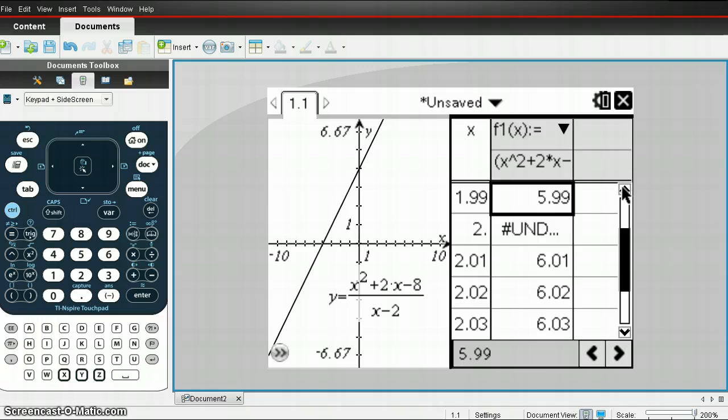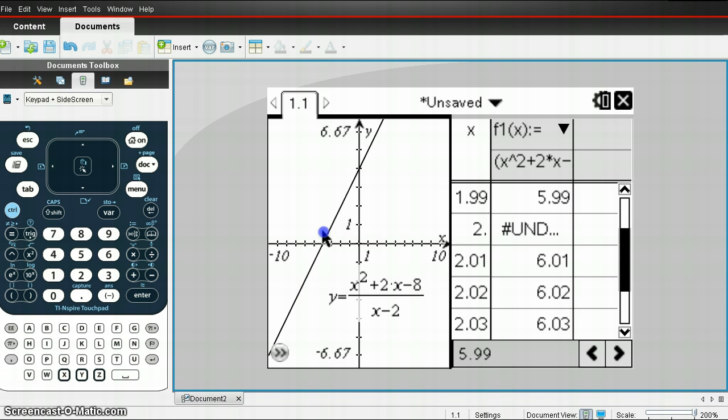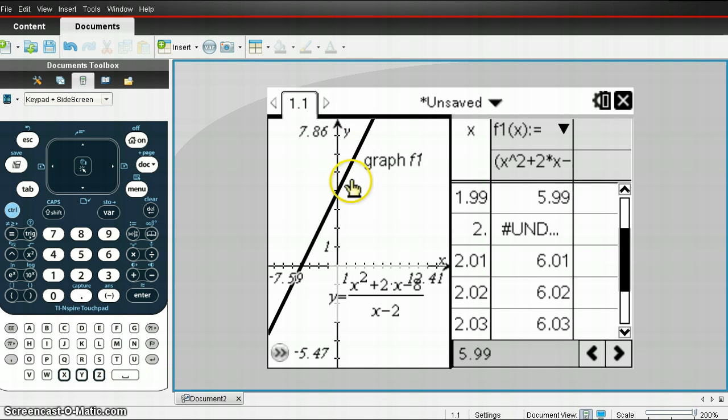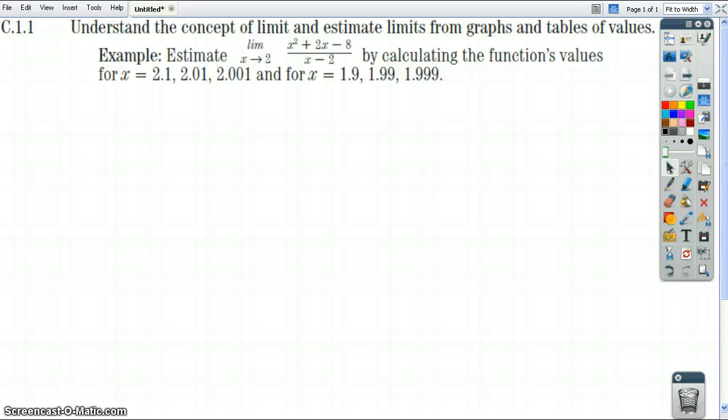Alright, so we're only differing by 2/100ths, and again, we can be reasonably sure that as x approaches 2 from the left side of the graph, and from the right side of the graph, the function's value, f of x, is approaching 6. And that is the case. So the idea of the limit, remember, is the intent of the graph, what it's going to do, and estimating limits from graphs and tables.